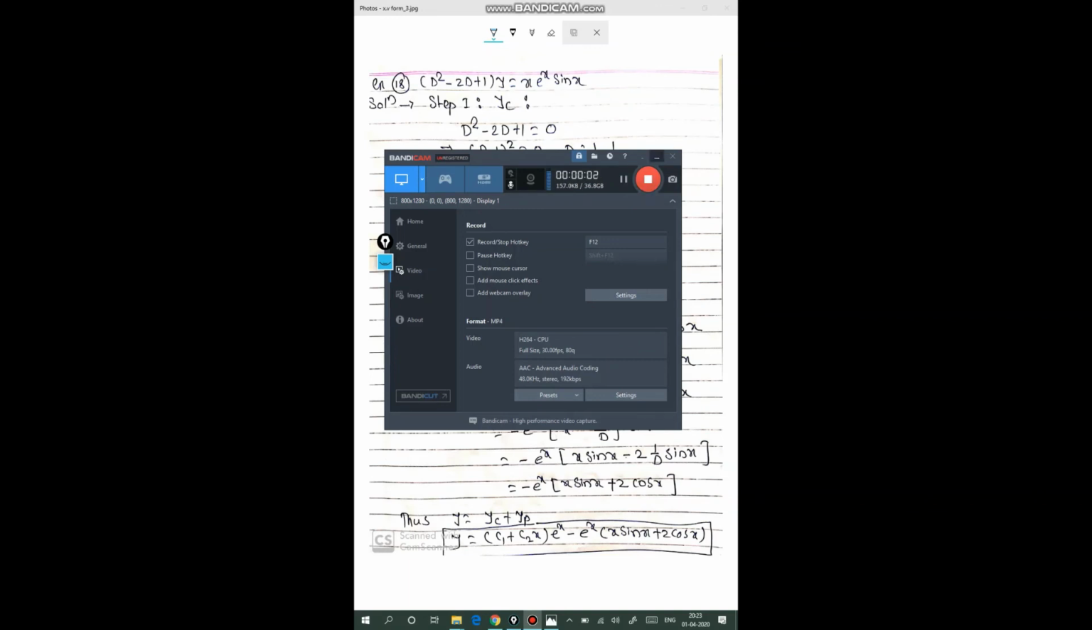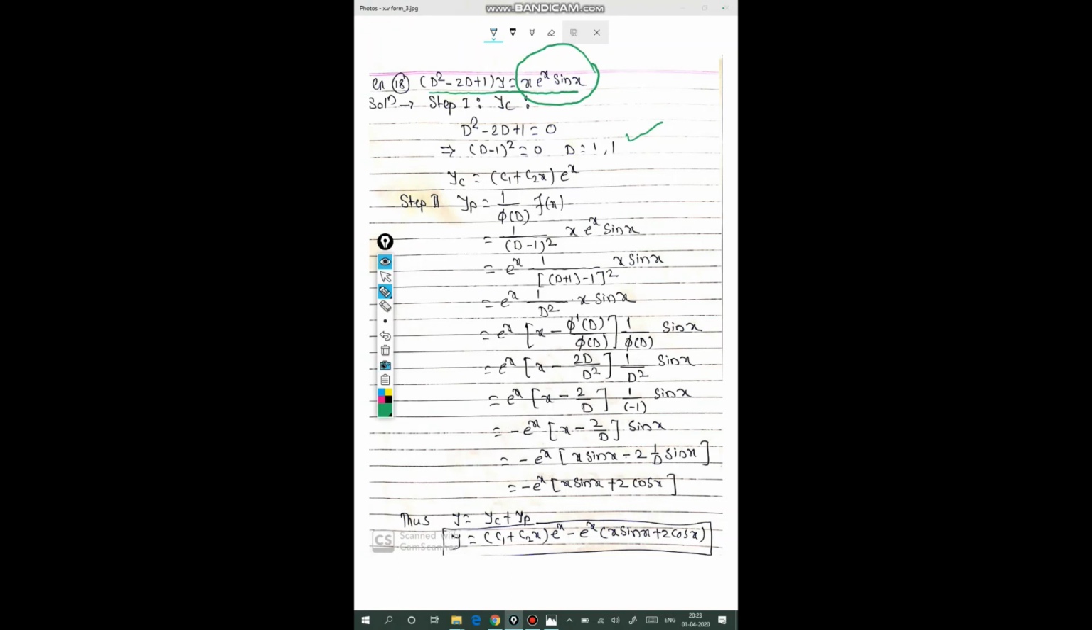Welcome to the second example of x into v form. Here the example I have taken is (D square minus 2D plus 1) of y is equal to x into e raised to x into sin x. So it is a combination of three functions: one is algebraic, second is exponential, and third is trigonometric. We can go one by one. First of all, the roots of the auxiliary equation: one is repeated. So we have yc as (c1 plus c2 x) e raised to x, because one is a repeated real root. Now step 2, that is yp is equal to 1 upon φ(D) of f(x).